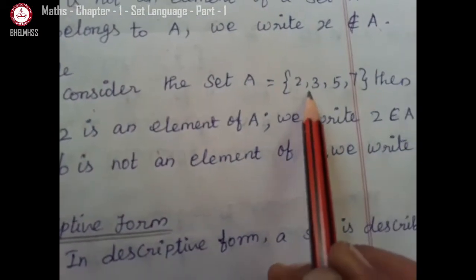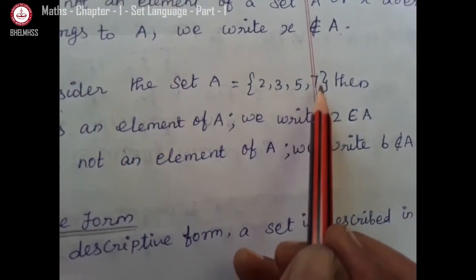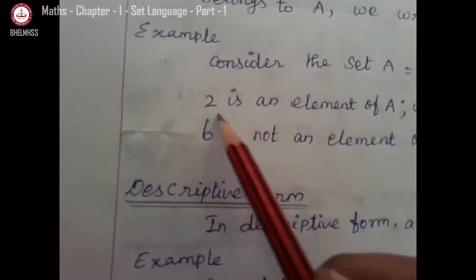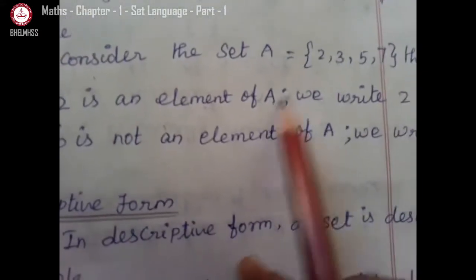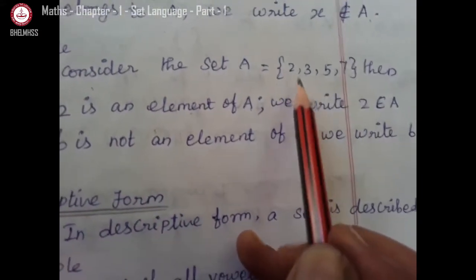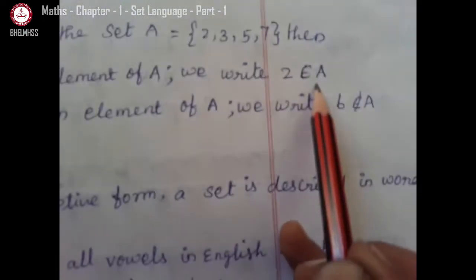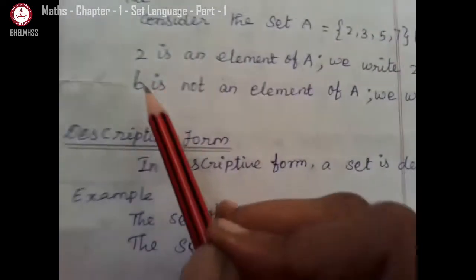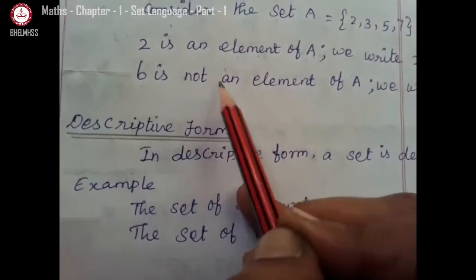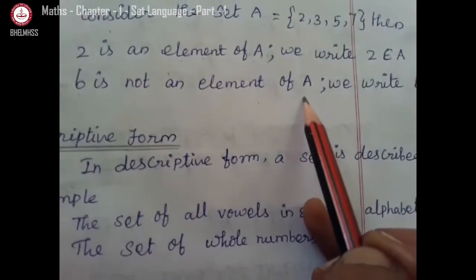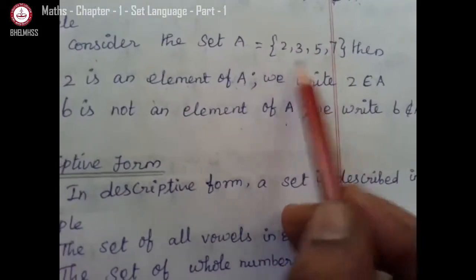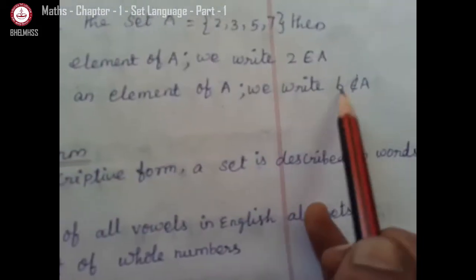Example, consider the set A equal to {2, 3, 5, 7}. Then 2 is an element of A. 2 is in A, so we write 2 belongs to A. Next example, 6 is not an element of A because 6 is not in the set. So we write 6 does not belong to A.